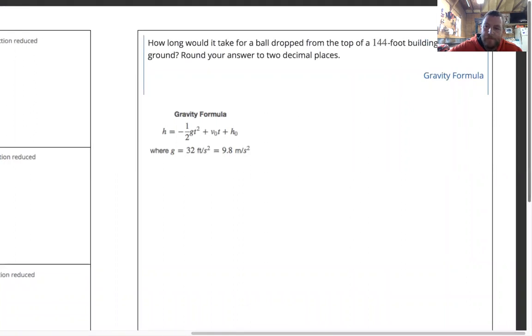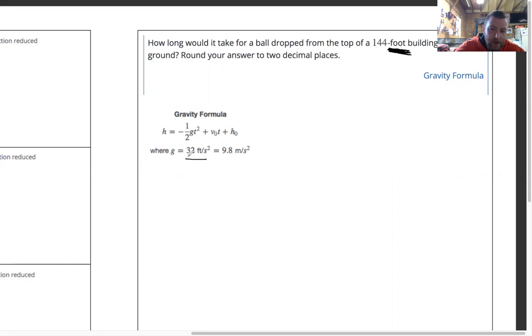Remove this stuff so you can see it. This is the one that's going to be on the exam. How long would it take for a ball dropped from the top of a 144-foot building to hit the ground? So we need to solve it similarly to what we just did. However, notice 144 feet. This is the most missed, and why it's missed is because people put the meters one in there. It says feet.